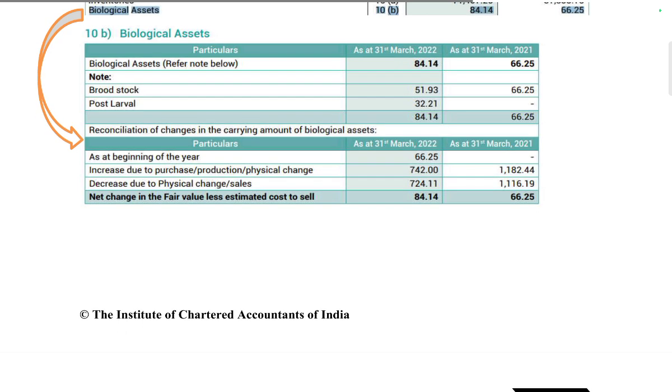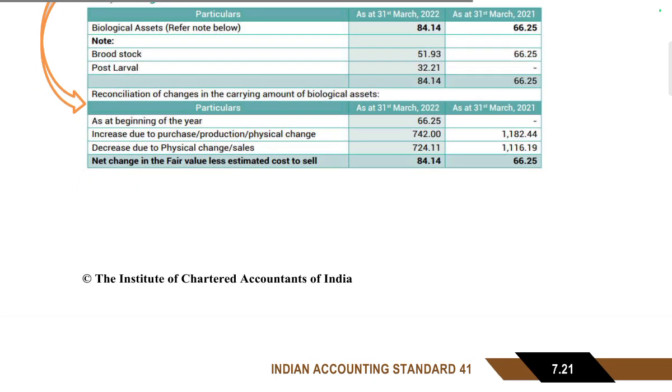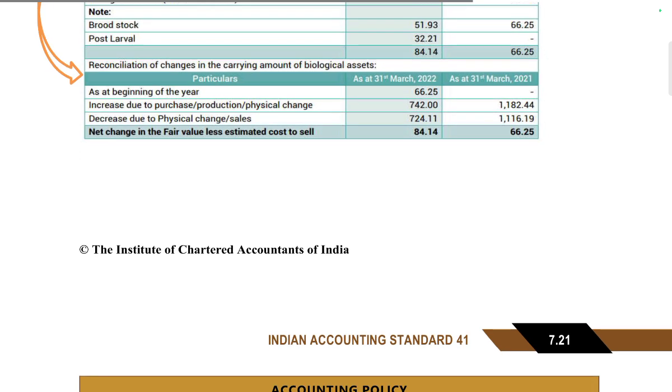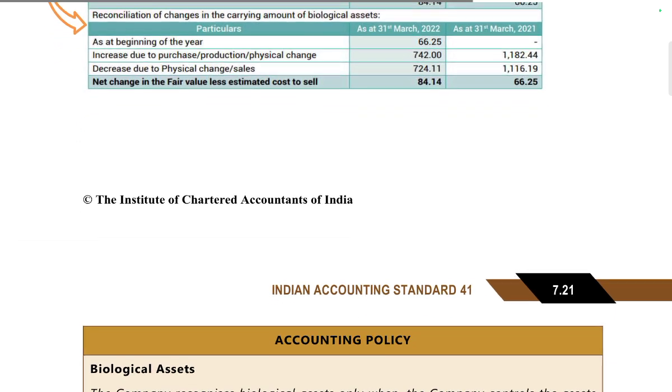In the notes, the reconciliation of changes in the carrying amount of biological assets shows the balance at the beginning of the year, increase due to purchase and production, physical changes, decrease due to physical changes, and net change in fair value less cost.